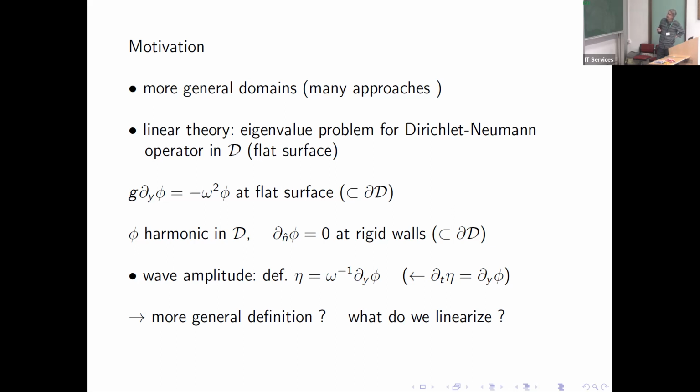It looks like an eigenvalue problem for this normal derivative, which is a normal derivative of the hydrodynamic potential at the free surface of the flat surface, the flat problem, because in the linear problem, everything is flat. And phi is harmonic in the domain, which here is this triangle. And also at the rigid walls, the two walls, we have a vanishing normal velocity. So this just comes from the physical boundary condition.